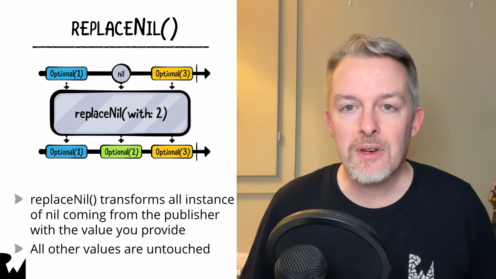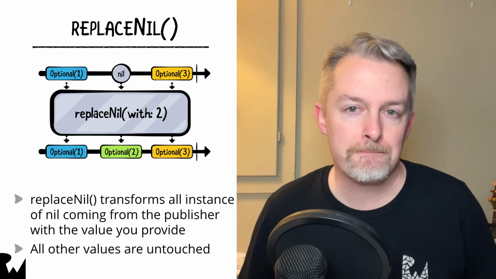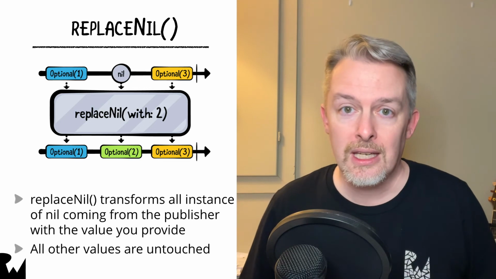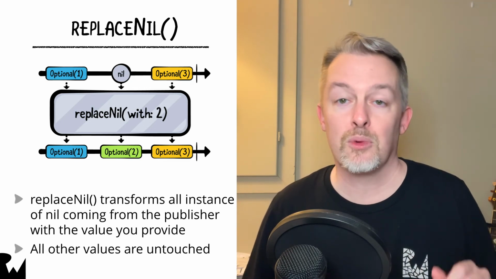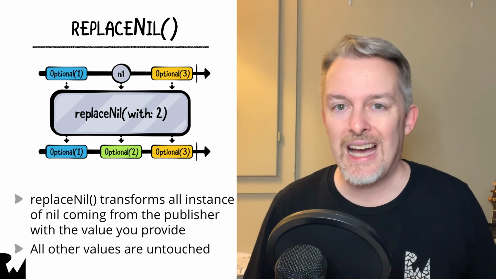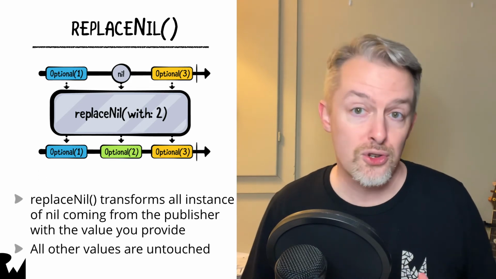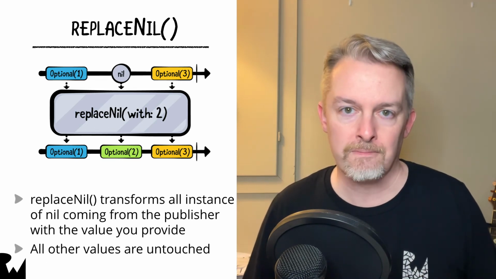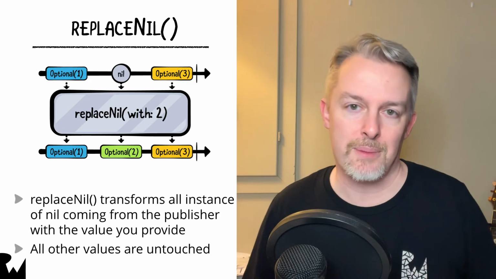What happens if you experience a nil in your upstream values? You could use something like the nil coalescing operator to provide a default, but you can use an operator instead, replaceNil, in fact. The marble diagram here shows that anytime a nil is encountered in the publisher stream, it's replaced with the value specified in the operator's closure. Let's take a look at that in an example.